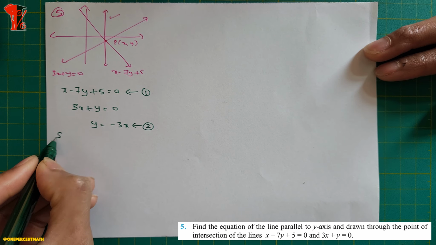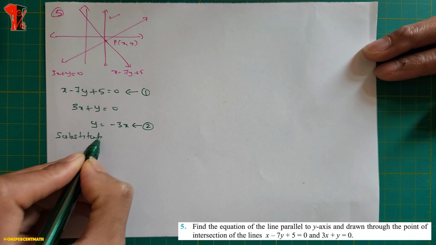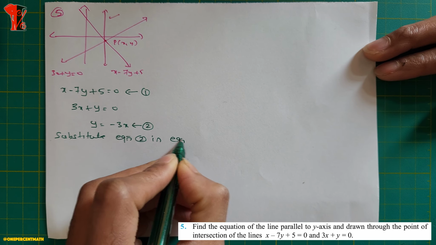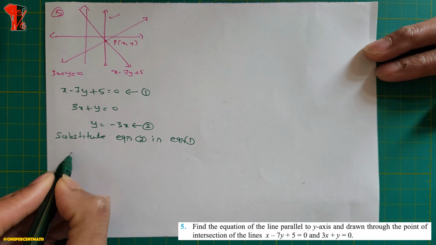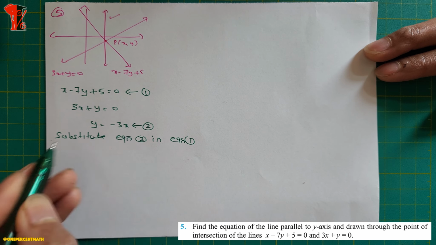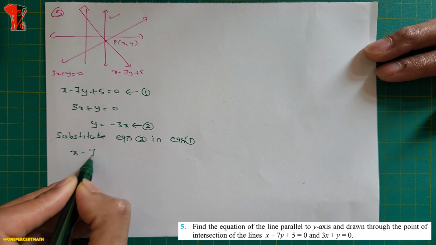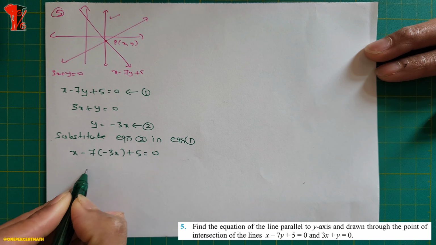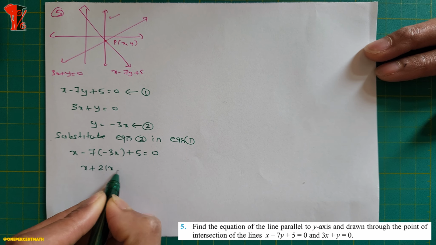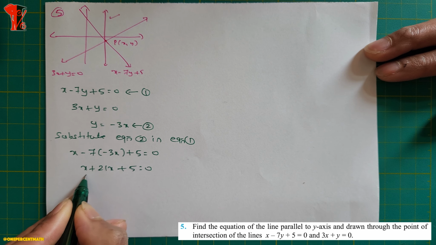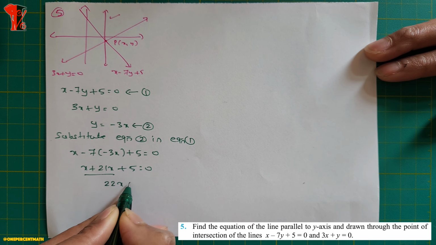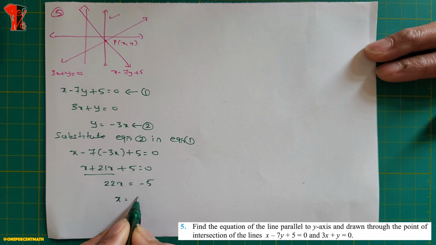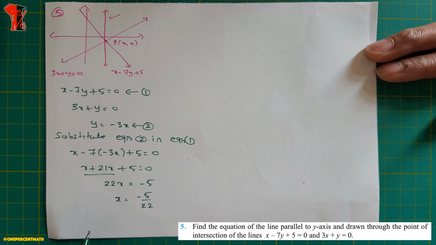So what we will do, we will substitute equation 2 in equation 1. So when we do that, what do you get? y we are replacing by minus 3x. So this is x minus 7 into minus 3x plus 5 is equal to 0. That means x plus 21x plus 5 is equal to 0. So when you add this, you get 22x, and transpose 5 other side, you get minus 5. So therefore, x is equal to what? Minus 5 by 22.